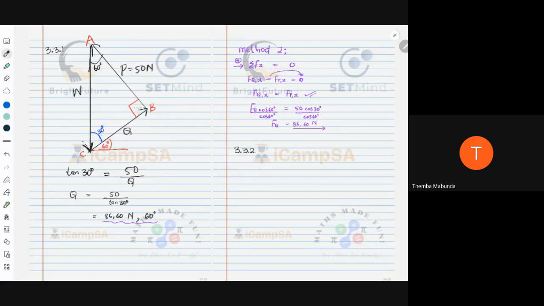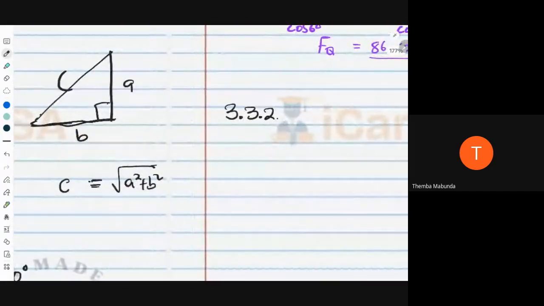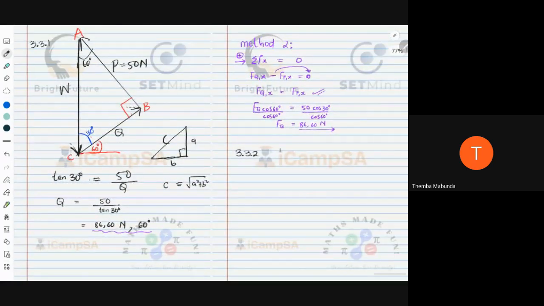Guys, remember, a right angle triangle, if you have A, B, and C, C is simply A squared plus B squared. You remember this, right? If you have a triangle like this. So what does this mean for us? It means I know that I have a right angle triangle here.